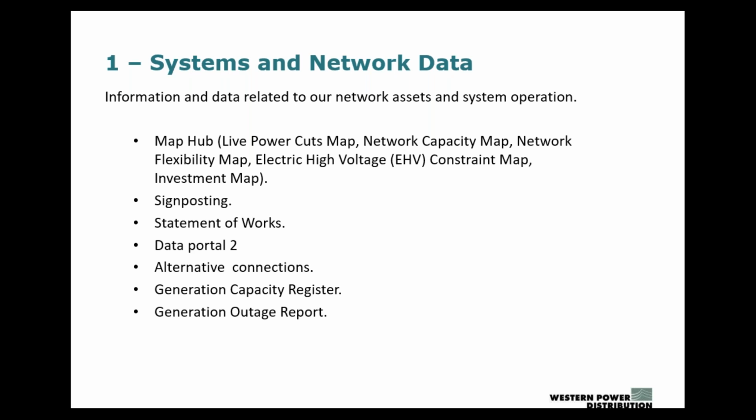Statement of works. This is a request to National Grid Electric regarding the impact of a connection of embedded generation on their system. Data Portal 2, an online service where stakeholders have access to WPD asset data and EMU. Alternative connections, where the network has reached its capacity, customers could be offered an alternative connection whilst reinforcement is being installed. Generation Capacity Register is a list of generators connected to WPD network, and Generation Outage Report is a summary of lost generation due to constraints.